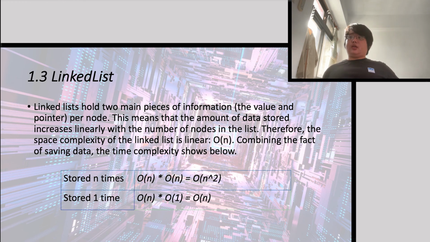Combining the fact of saving data, which we mentioned in general, the complexity is shown below. If it's stored n times, it's going to be O(n²). And if we're pasting something onto it, it's going to be O(n) times O(1), which is going to be O(n).